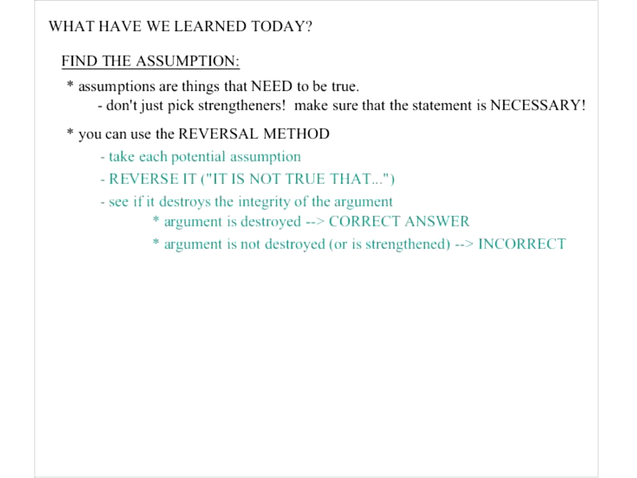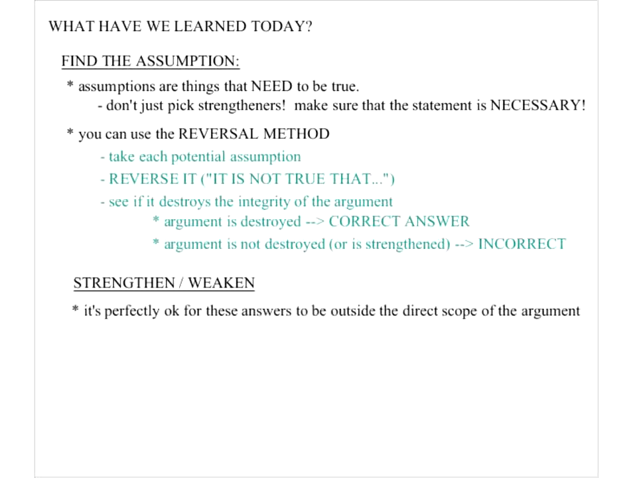What we've learned about strengthen and weaken, here's a recap of those departments. Two things. First of all, it's perfectly okay for these answers to be outside the direct scope of the argument. But also, the best weapon you have is to simplify the argument.